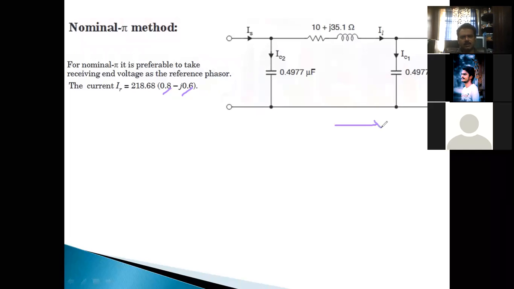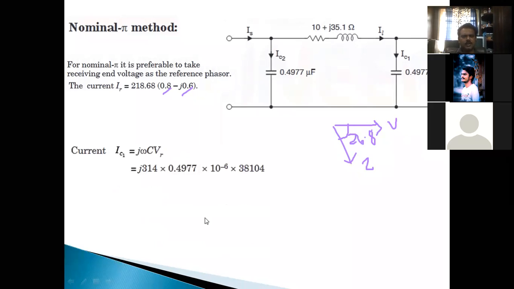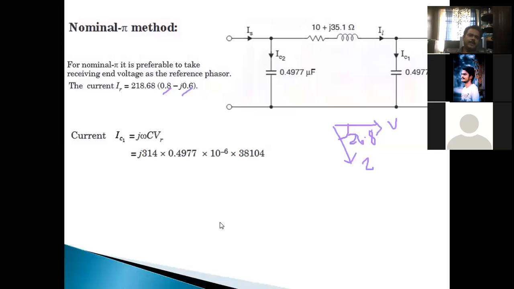Okay. So if we take voltage as reference, the current is lagging, it comes around 26.86 degrees. Okay. Now the next step, we have to calculate the charging current, or current passing through the capacitance, that is IC1. Once we know the voltage at the receiving end, which is considered as reference, VR at an angle 0, IC1 is j omega C, that is susceptance value. So j into omega, 2 pi f with 50 hertz, into C, that is 0.4977 into 10 to the power of minus 6, which we have already calculated as the capacitance. So using that we can find out.